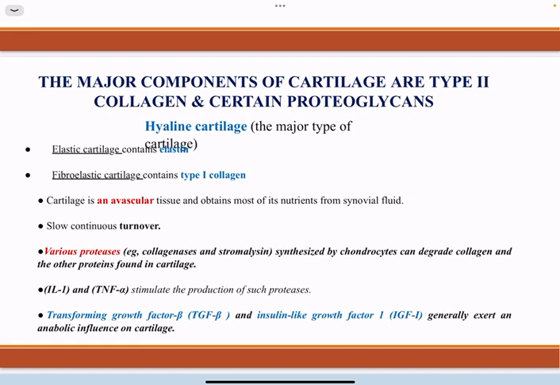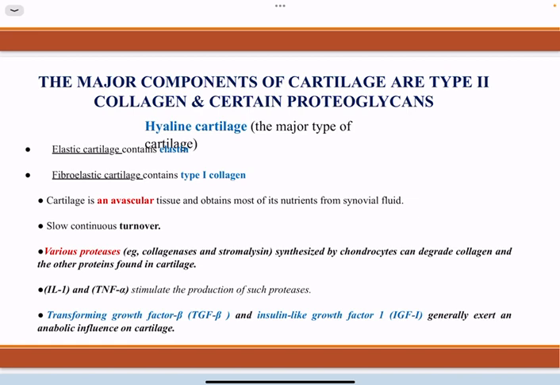And cartilage itself is an avascular tissue. As you know, obtains most of its nutrients from the synovial fluid rather than the blood, which comes from the bones sometimes. The bone is a vascular tissue, by the way. And it has also slow, continuous turnover, which is similar somehow to the bone. Various proteases are involved in the degradation of the collagen by degrading the collagen itself. Actually, by degradation of that collagen, and that's why we have somehow high turnover compared to the bone because of the involvement of the proteases.